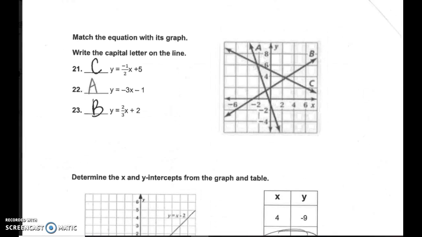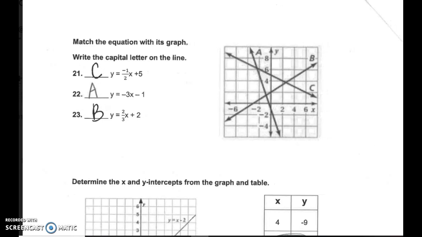Number 21, 22, and 23 are just matching up those graphs. So really the easiest point to look for is that y-intercept. So the line with a y-intercept of 5 is the graph of line C. You can also see that it has a negative slope. Line A matches up with number 22, has a y-intercept of -1, and B is number 23.